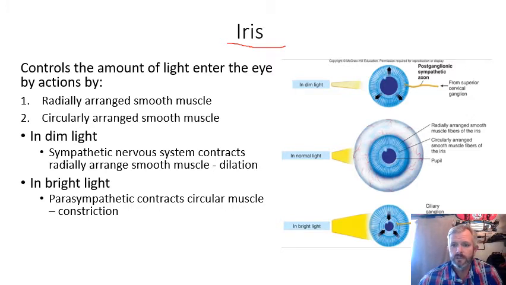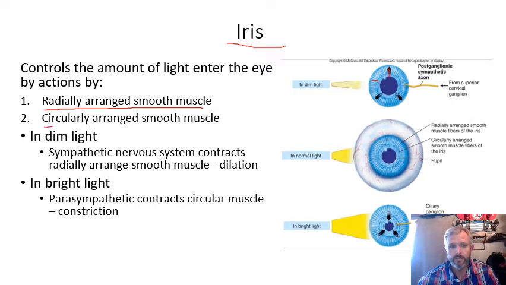All right, and how do we do that? There are two muscles that make up the iris. There are these radially arranged smooth muscles, these here, that pull the pupil in this direction and open it up. So the radial muscle, when contracted, pulls the pupil open. When it's relaxed, it allows the pupil to contract and get smaller.